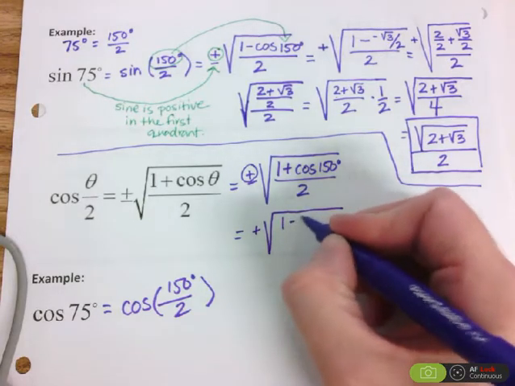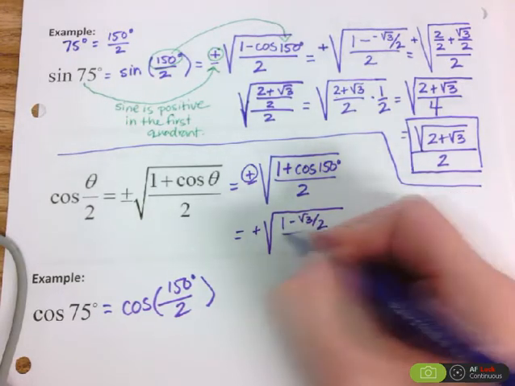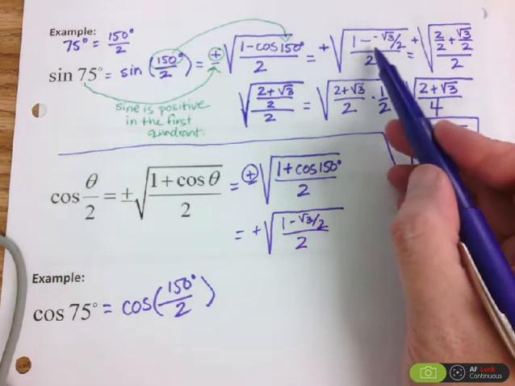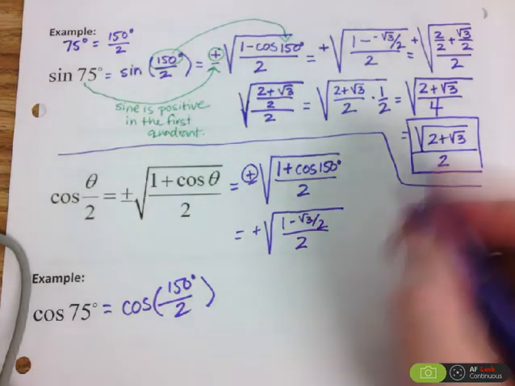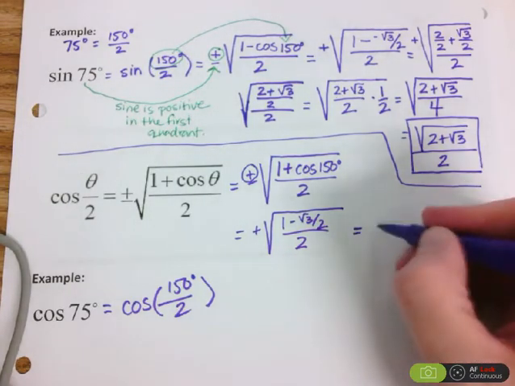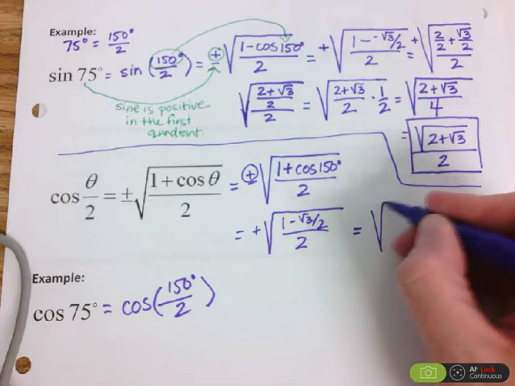So I'm going to have 1 minus root 3 over 2 over 2. So it looks a lot like this. It's just the opposite sign. So really your steps are going to be exactly the same. Your 1 will become 2 over 2, so you can combine them.